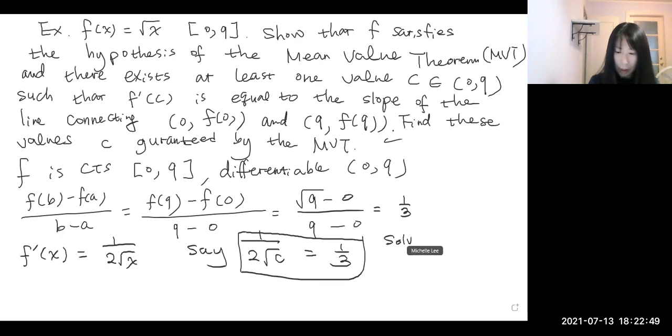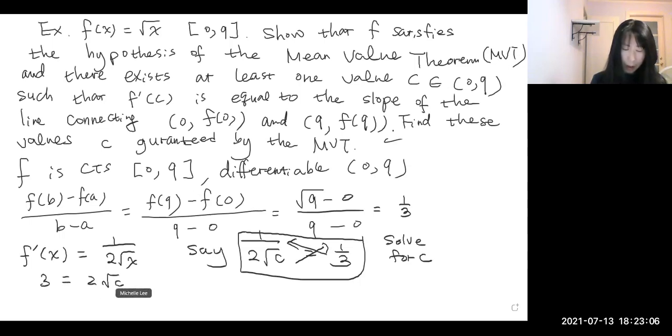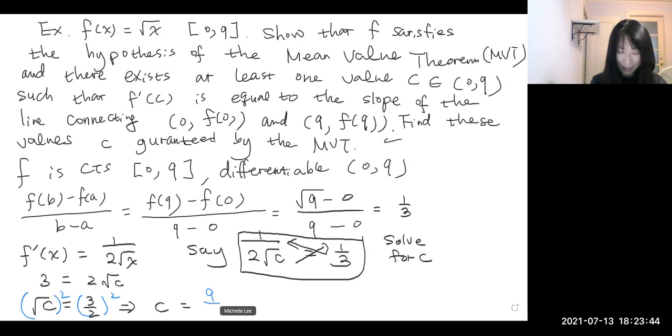Okay, now we're gonna solve for c. Since we have a proportion, we can multiply this way. So we have 3 and 2 square root of c, right? What's the c? The square root of c equals 3/2, right? Then c equals, square them. What do you get? c equals 9/4. 9/4. Thank you. Different color, 9/4.